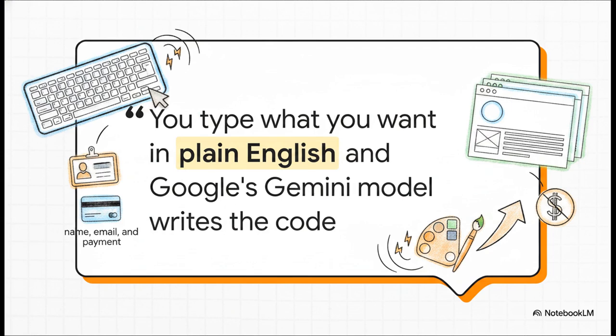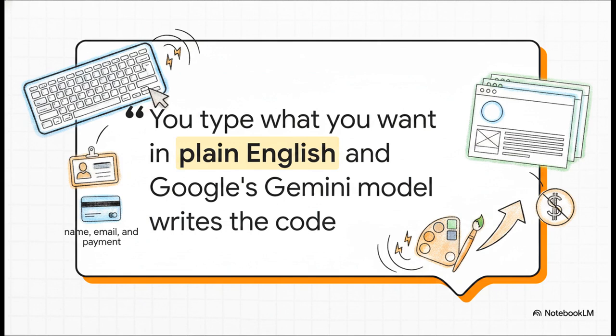Say you need an event registration landing page, right? You literally just type something like, build an event registration landing page with fields for name, email, ticket type with pricing options, and a payment form. Make the design clean and modern. And within seconds, AI Studio's Gemini model maps out the structure, writes the code, and renders a fully working page right in front of you.